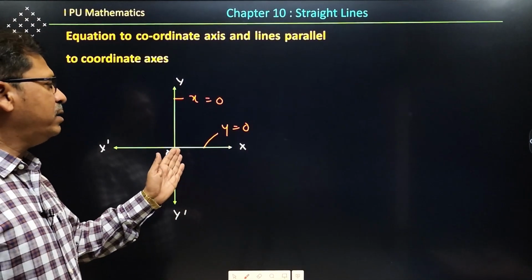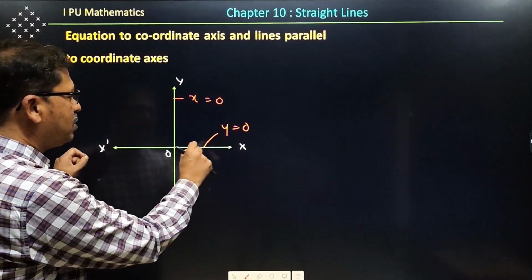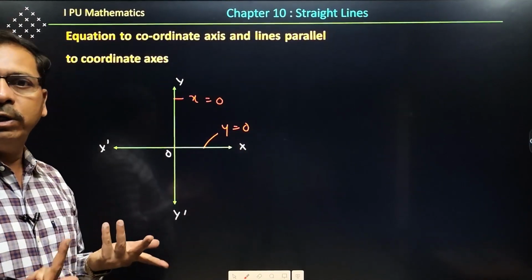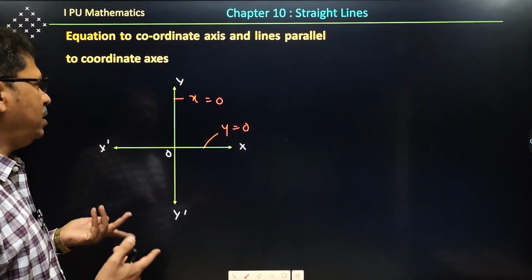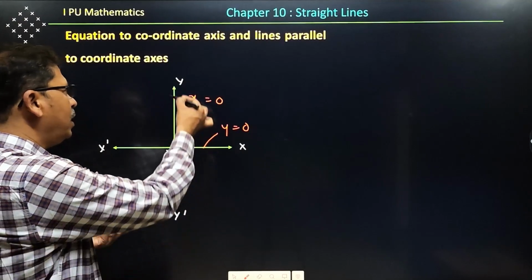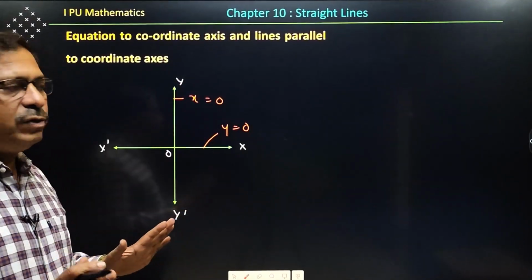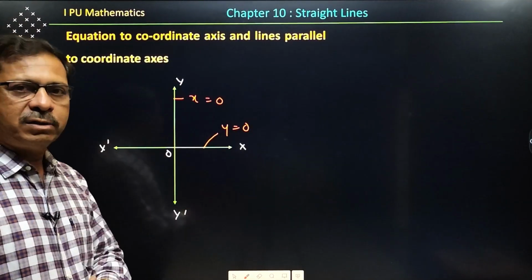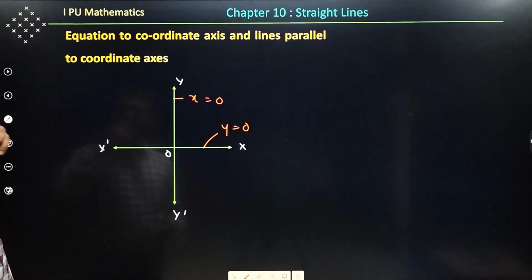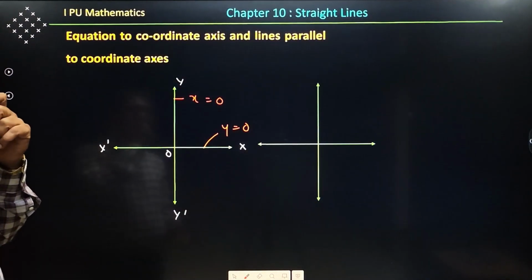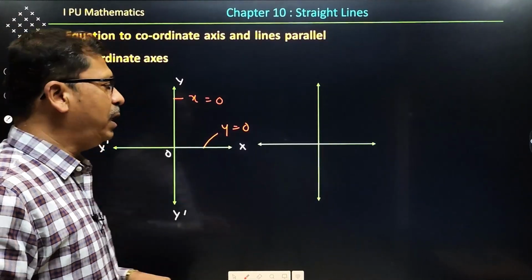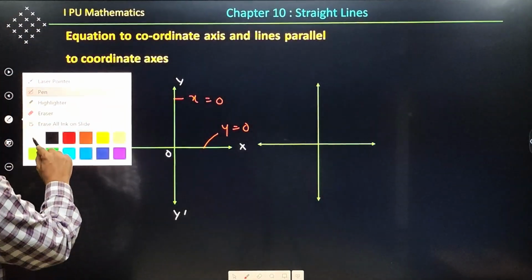Equation of the x-axis: if you consider any point on the x-axis, y is always 0. That's why it is described as y is equal to 0. On the other hand, on the y-axis, x is always 0. That's why it is described as x is equal to 0. Further, now let me take into consideration any line which is parallel to the x-axis and parallel to the y-axis.